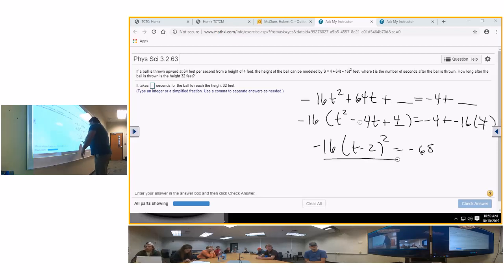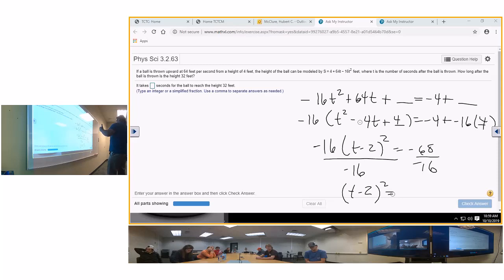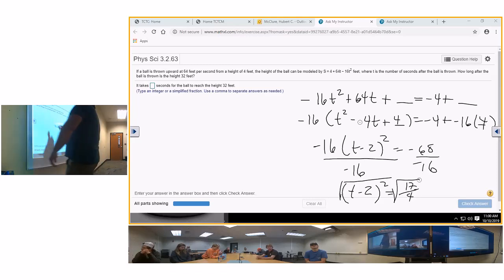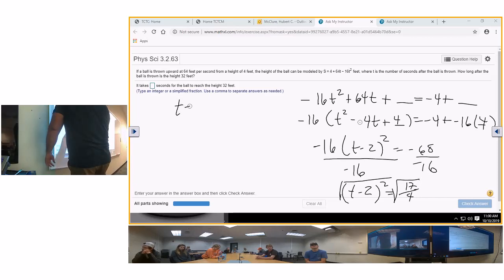Divide by negative 16. Divide by negative 16. (t minus 2) quantity squared is equal to 68 divided by 4, 17. Was that 17? I think that's 17. That'd be 17 over 4. I want to get a perfect square on the bottom so I can take it in my head so I don't have to use a calculator. So I can make change when I work at a cash register and not look like a dumbass.